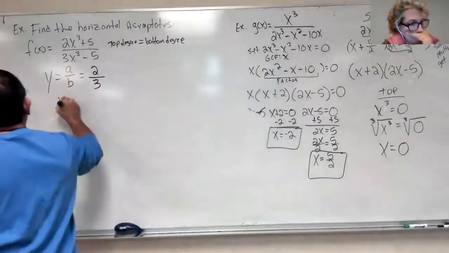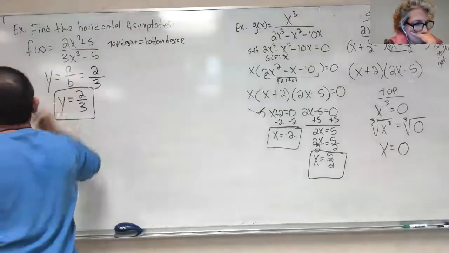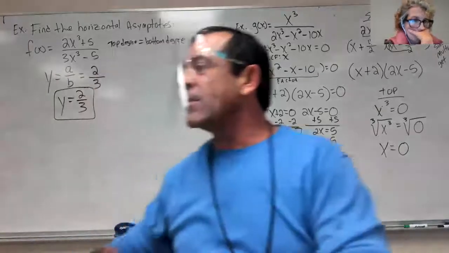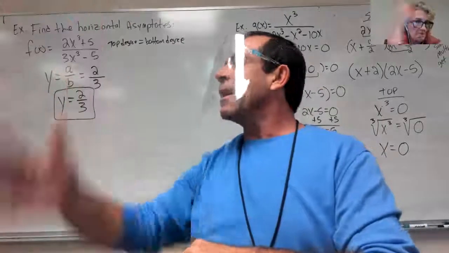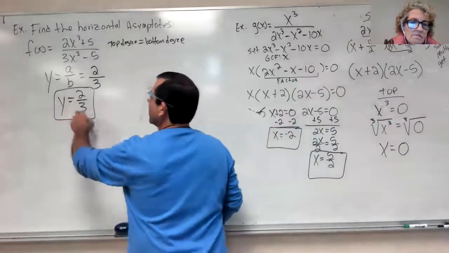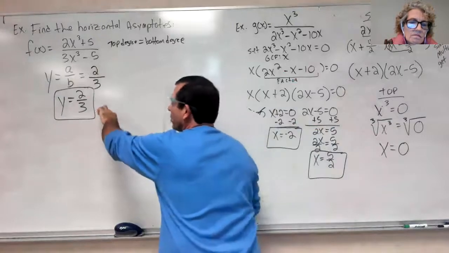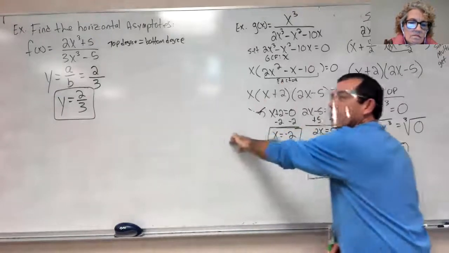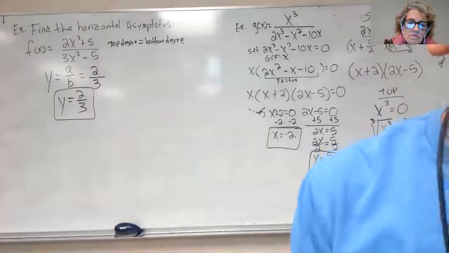So a is? Two. And b is? Three. So that in math lab, you would put y equals 2/3. So remember, horizontal asymptotes got to be y equals, verticals have got to be the x equals. So over time, it's going to try to get to that 2/3. Never will hit it, but it's going to try, okay?